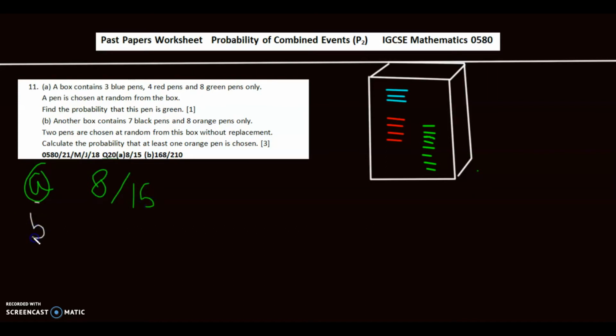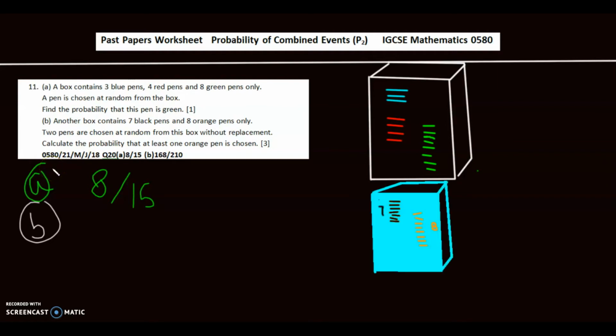Part B. Another box contains 7 black pens and 8 orange pens only. 2 pens are chosen at random from this box without replacement. Calculate the probability that at least one orange pen is chosen. So that means we can have two pens being chosen. So one of them can be orange or both of them can be orange.